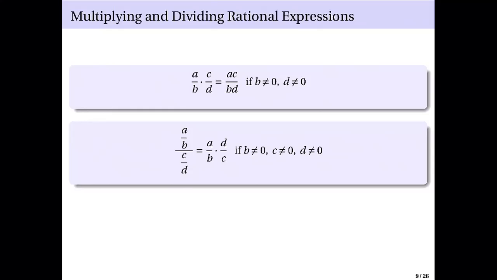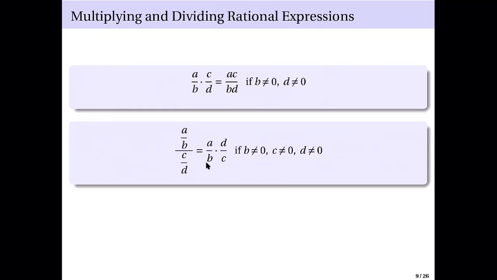Okay? Unless the denominator D is also 0. So it will be undefined. So look at those conditions. Okay? So this is the same thing that we are going to use when multiplying, dividing rational expressions.